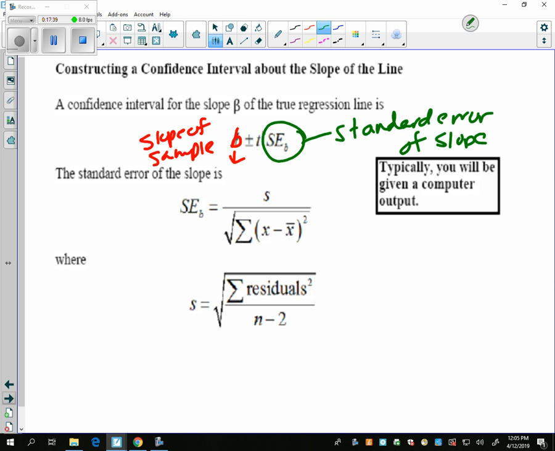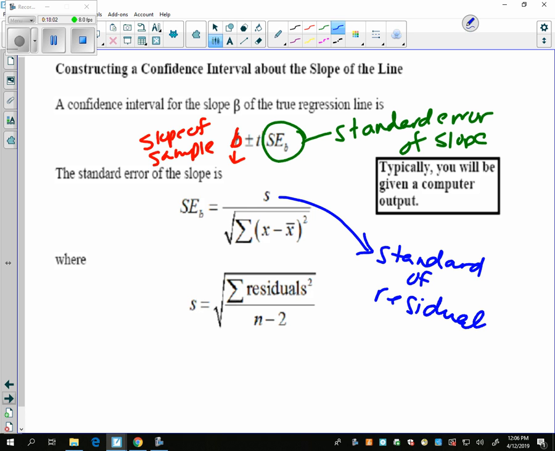Now, a lot of times you are usually given a computer output that calculates all this, and you don't have to calculate anything. You just have to know where to find it on the computer output. So now, SEb is s, which is the standard deviation of the residuals, over the change in y, and change in x. We'll pick up on Monday with this.